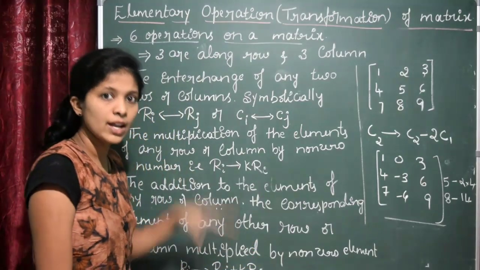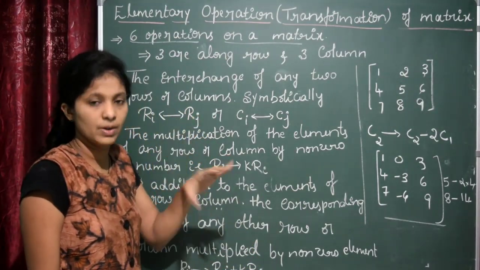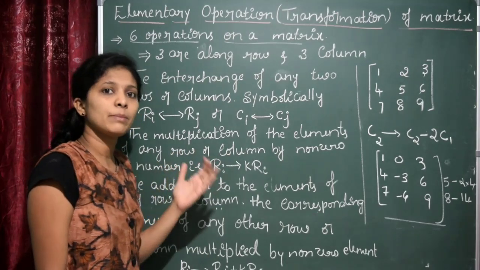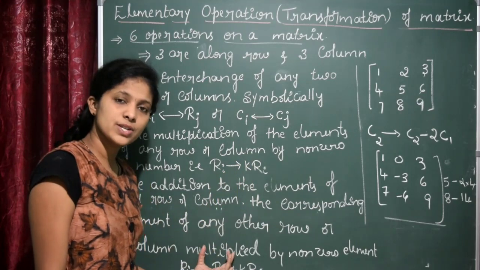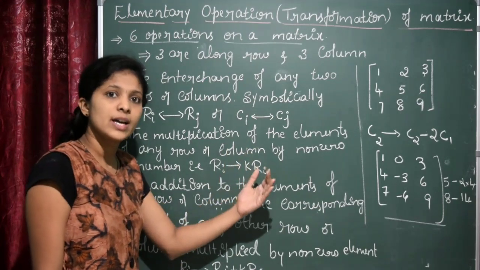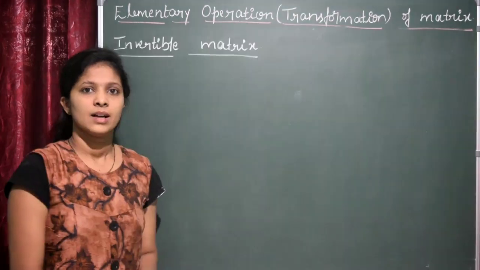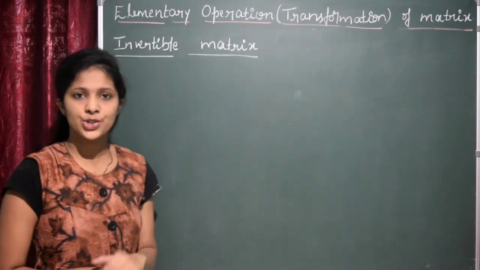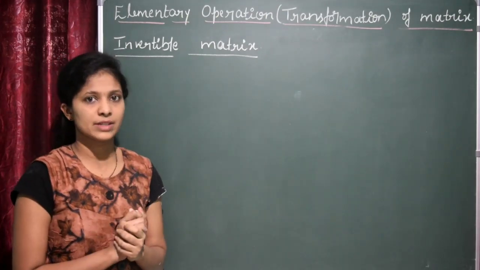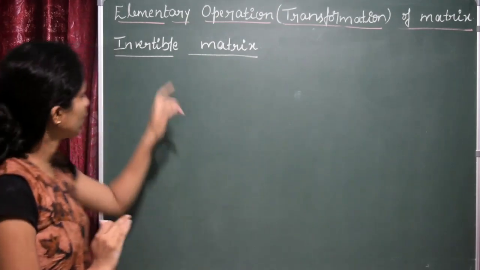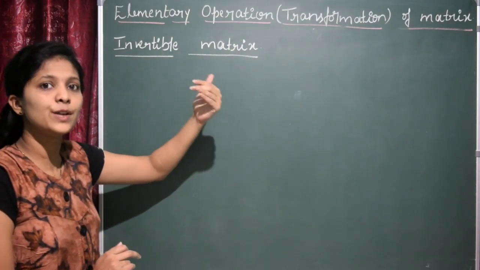I'll repeat once again. The first operation says that you can interchange any two rows or columns. The second operation says that you can multiply any row or any column by a constant. The third operation says that you can add or subtract any two rows or any two columns. I hope you understood the transformation of a matrix. We'll solve some problems based on that transformation so that you can understand it better. Before that, we'll see one more concept, the invertible matrix. When is a matrix invertible?